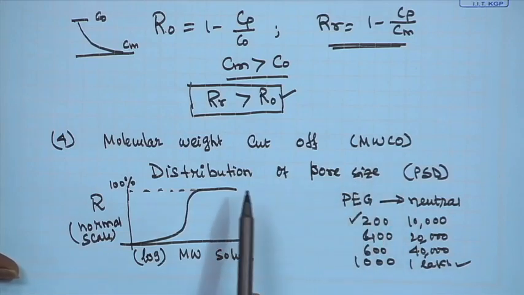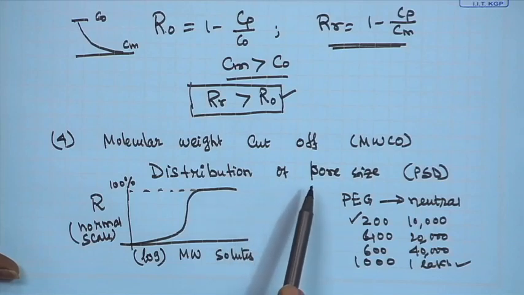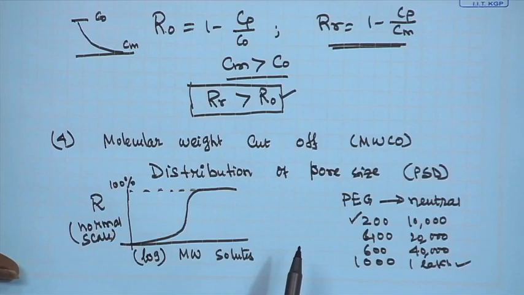Since there exists a distribution of pore size in a membrane, it is very difficult to measure the pore size distribution. There are instruments for measuring the pore size distribution, for example, porometer and so on, but this instrument itself will cost minimum 40 to 45 lakhs.